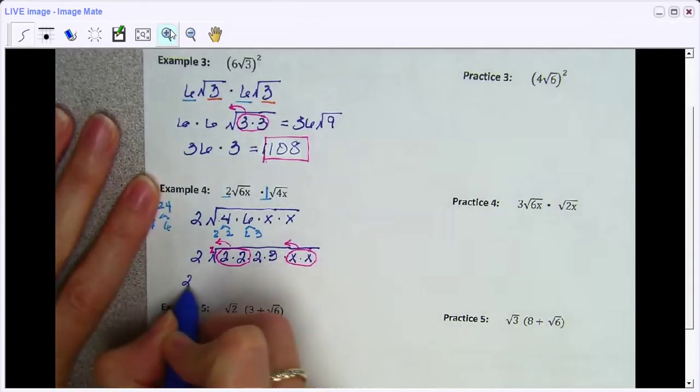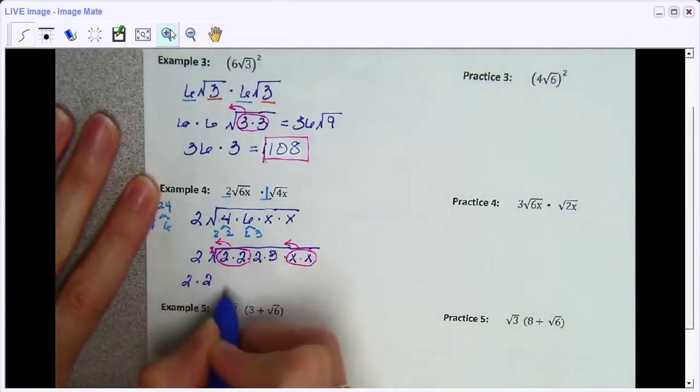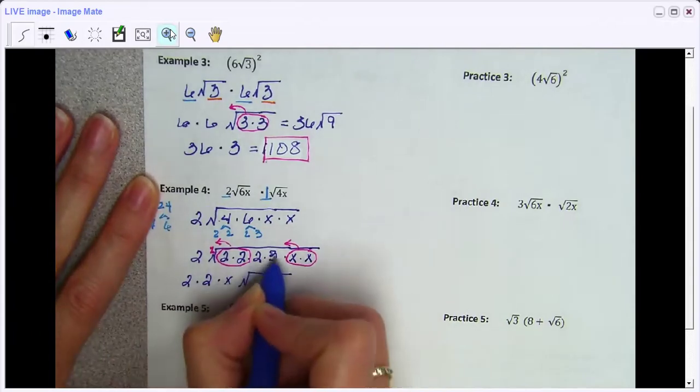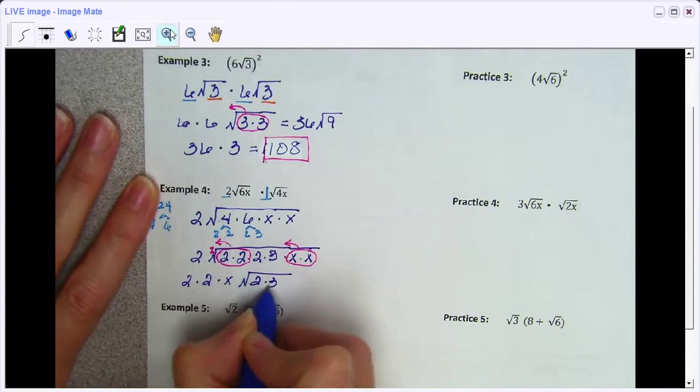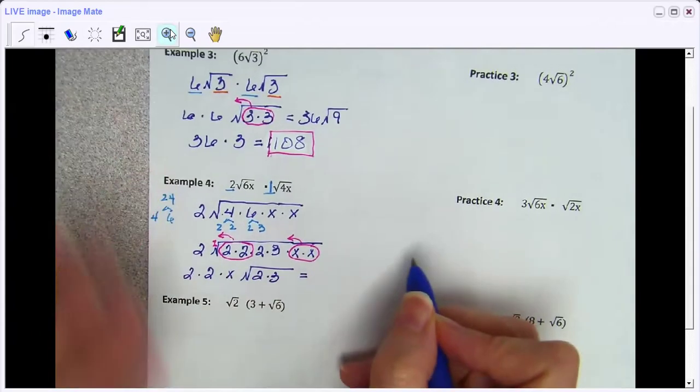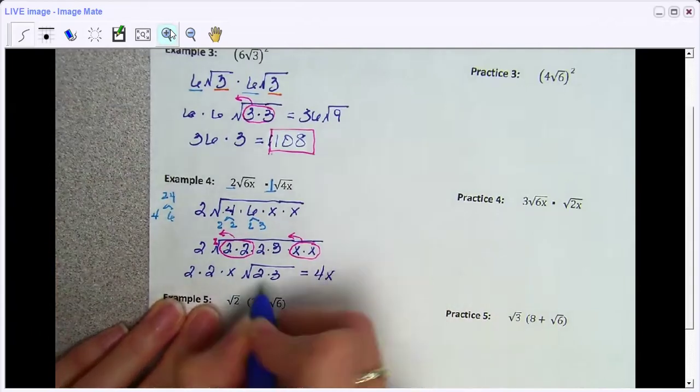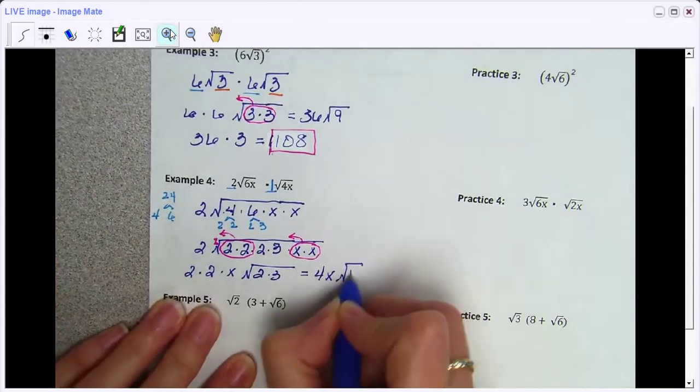So we have 2 times 2 times x. And in the radical, we have 2 times 3 left over. Okay, so now we could just multiply all this together. 2 times x is 4x. And 2 times 3 is 6.